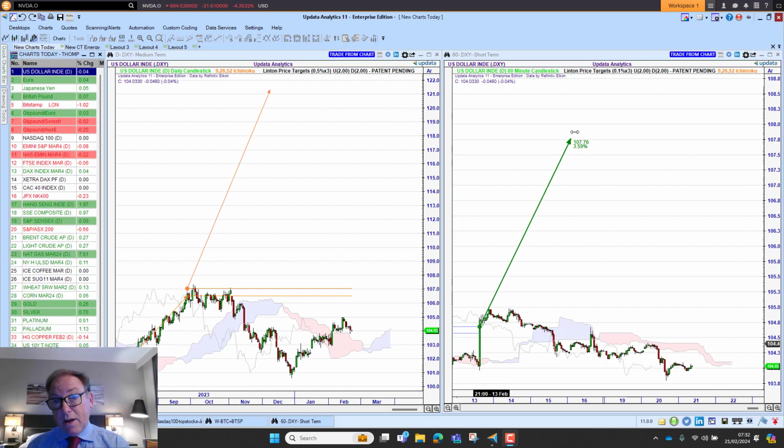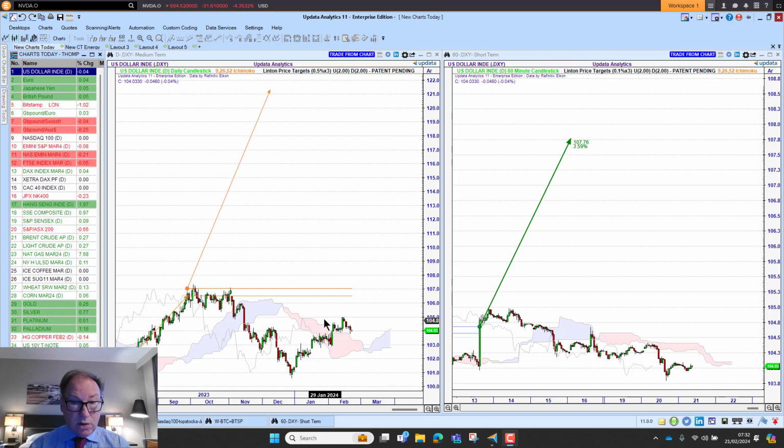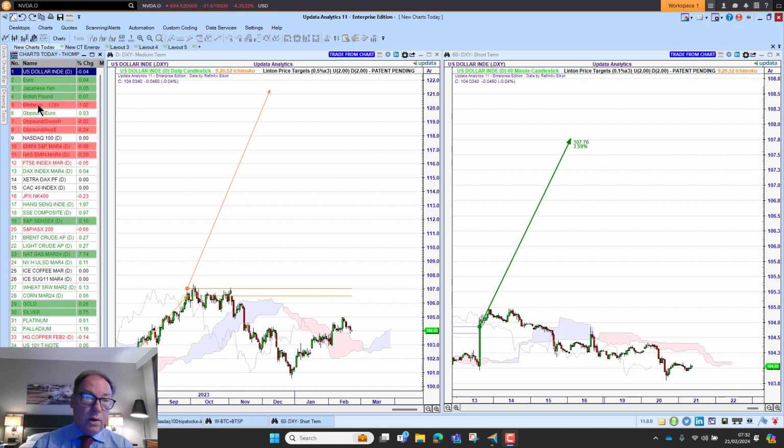So we see we do have an upside target on the short-term chart, but we are deteriorating away at the moment. We've got a cross above the cloud. We're still pretty bullish on the dollar. We're just crossing the cloud there on the daily, so really quite key.